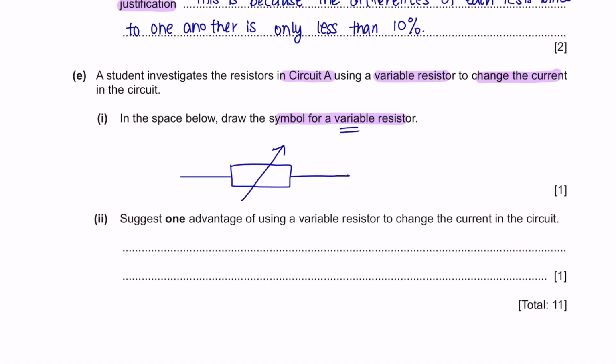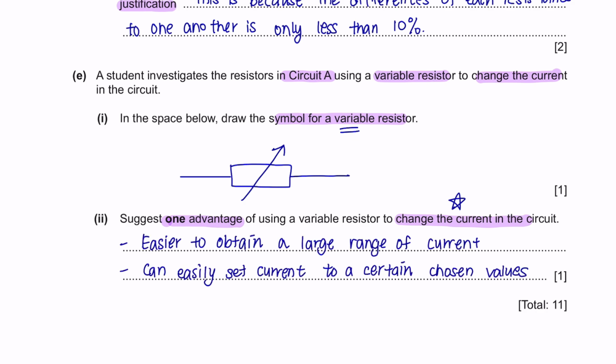Part 2. Suggest one advantage of using a variable resistor to change the current in the circuit. This question here is based on your knowledge from the theory, and the advantage to this is that it is easier to obtain a larger range of current, or we can easily set the current to a certain chosen value.